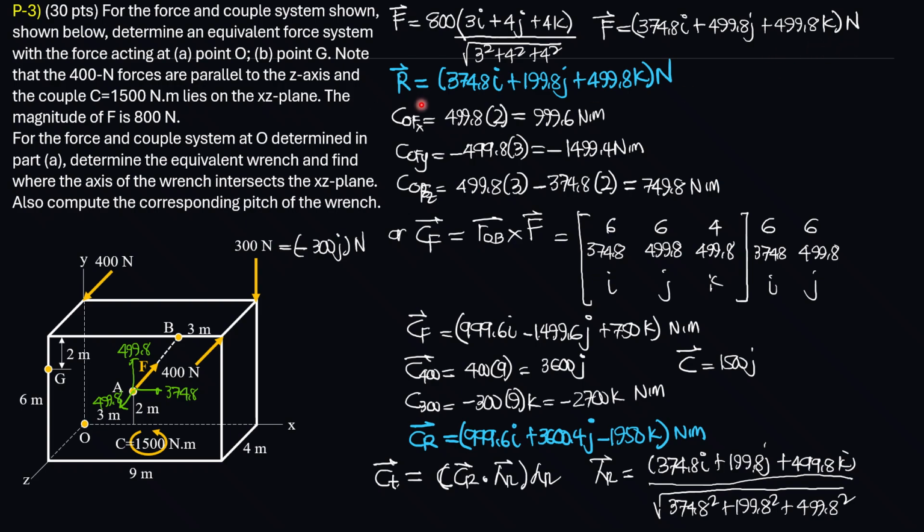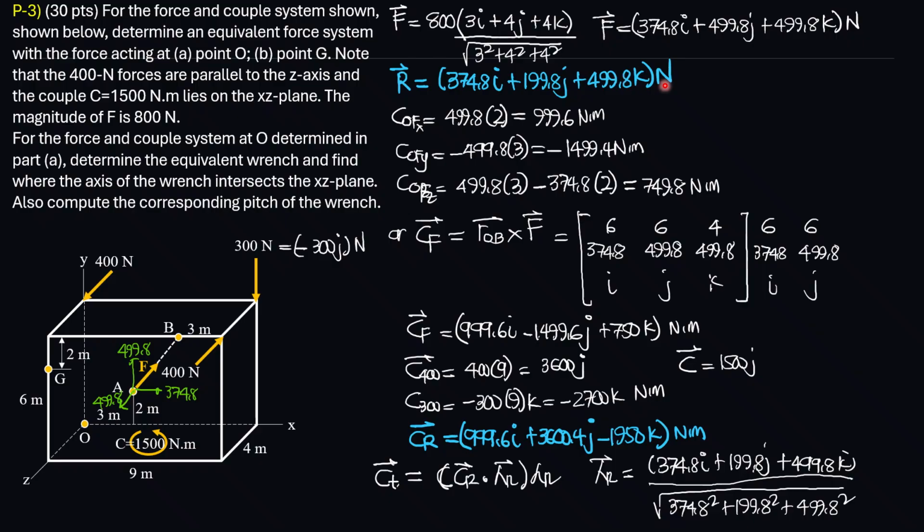The resultant, therefore, is 374.8i, then 499.8 plus negative 300 is 199.8j, then 499.8k, unaffected. So that's the resultant force.